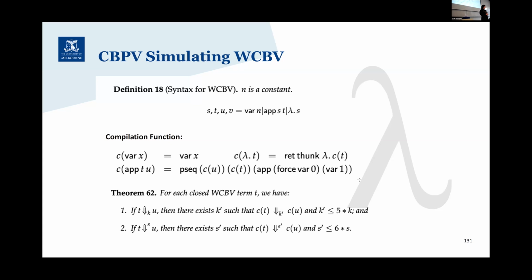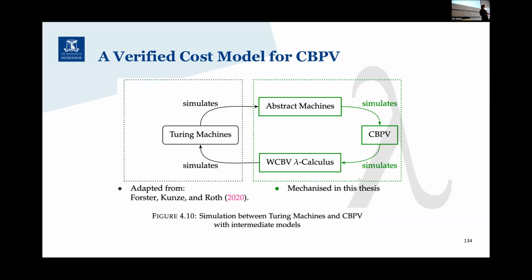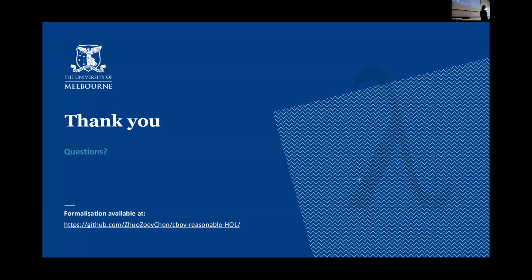Similarly, we showed that we can in fact simulate weak call by value using call by push value within the desired time and space bound. Overall, we were able to show that both directions work, so call by push value lambda calculus is reasonable. I also have this graph in my paper, which I think is pretty nice to read. The right-hand side is what we mechanized in this thesis, and the left-hand side is what we adapted from prior work. So I think that's everything. Any questions?